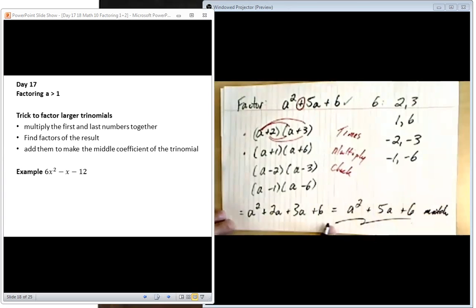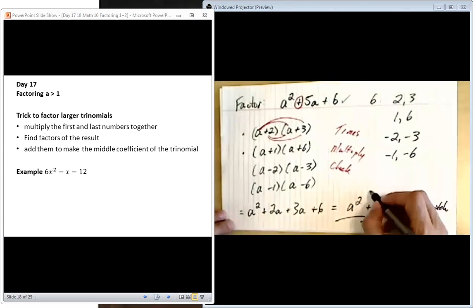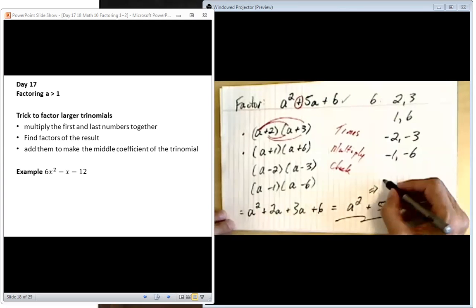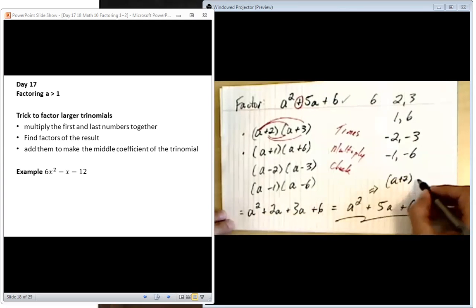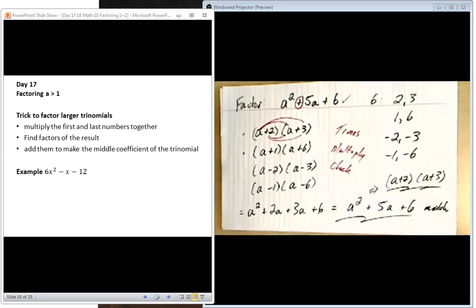Oh, so it doesn't get this. This is like the official final answer. So that means the factored version we want is a plus 2, a plus 3. That's the official one there. Okay, so then that's going to get us to today.